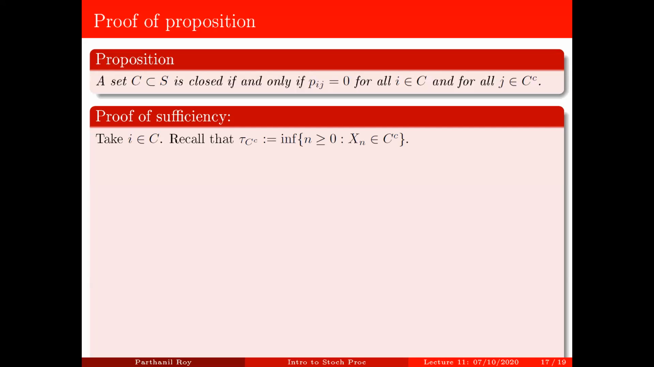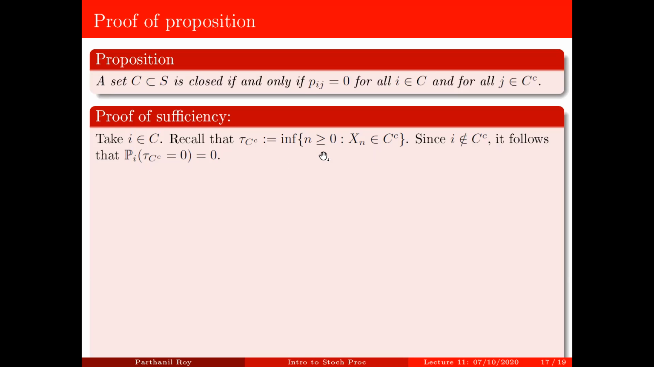Now recall what is tau of C complement. We just used it, but let's just recall it. It's just by definition the first time Xn is in C complement. Now, n equal to 0 is also allowed, so we have to keep that in mind. But in this case, it doesn't matter if you start with a state i which is in C. So if i is in C, then i is definitely not in C complement. This is a double negative, right? i is in C, therefore i is not in C complement. Therefore, there is no way this can be 0.